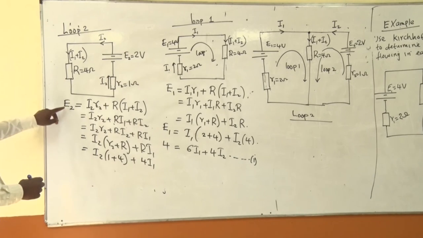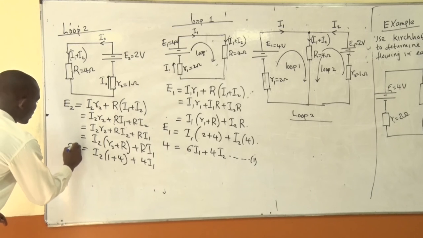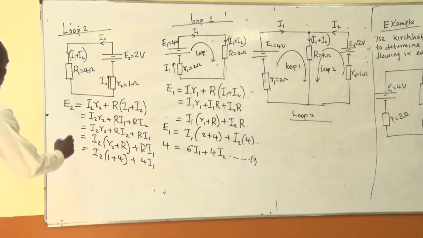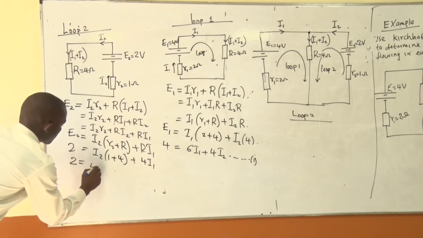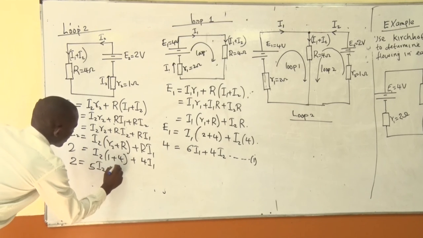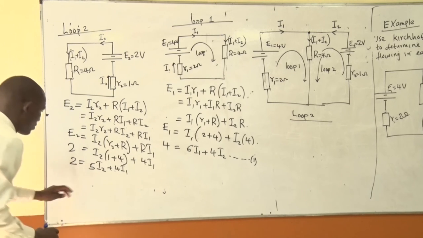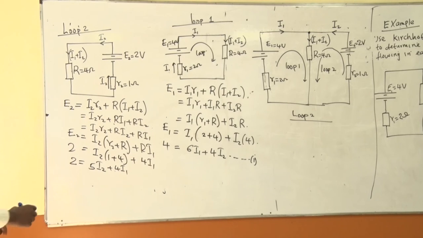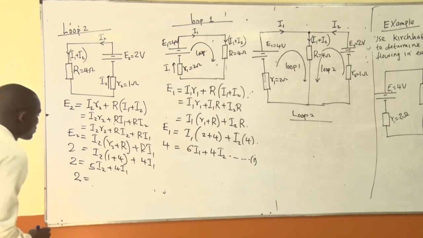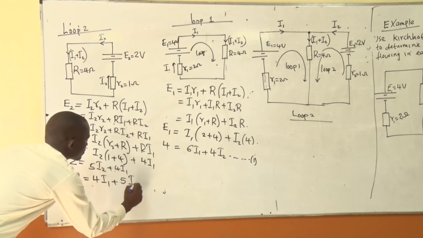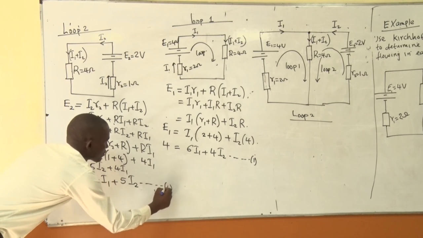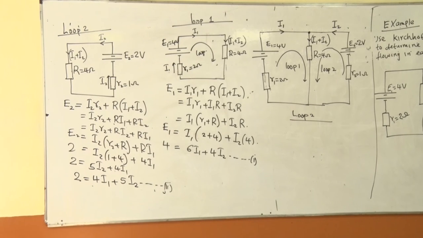And remember, we also know E2 is 2 volts. We can also replace that one. Once you do this, you can simplify. 2 is equal to 5I2 plus 4I1. You can write it so that this I1 comes first. So 2 will be equal to 4I1 plus 5I2. That one happens to be our second equation. So we have generated two simultaneous equations.